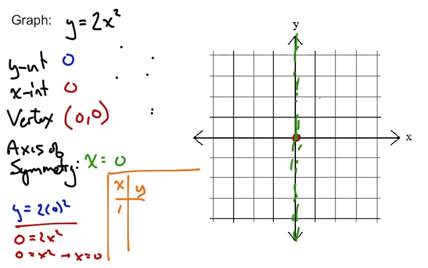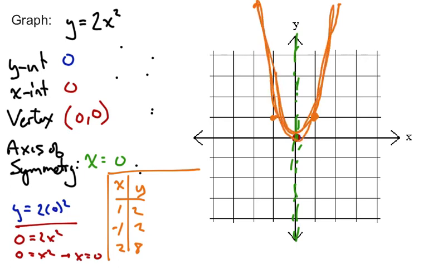So let's pick 1. If we plug 1 in there, 2 times 1 squared is 2. Which means this point is going to be on our parabola. By symmetry, we could just go on the other side of the vertex, 1 unit, and it'll have the same y value. We can go out to 2. 2 squared is 4. When we double it, we get 8. So that'd be 8, way up top. And that symmetry will hold over here. And what we see is we get this very tall, very skinny parabola.